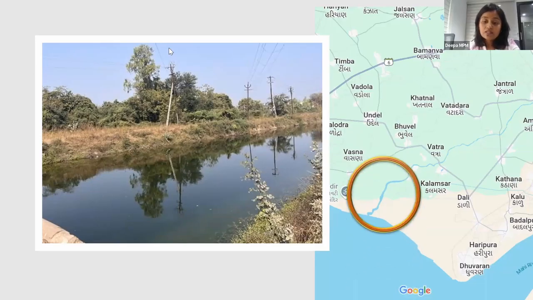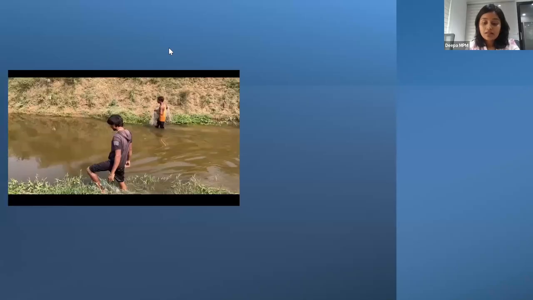This is the point where the wastewater that is generated in Anand goes to the Gulf of Khambat through the major drains. Please take a moment to watch this video.